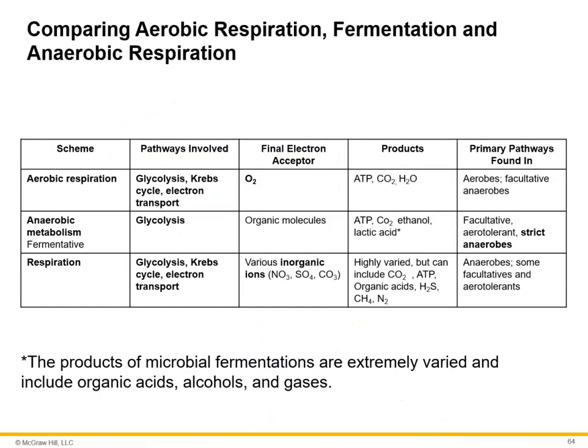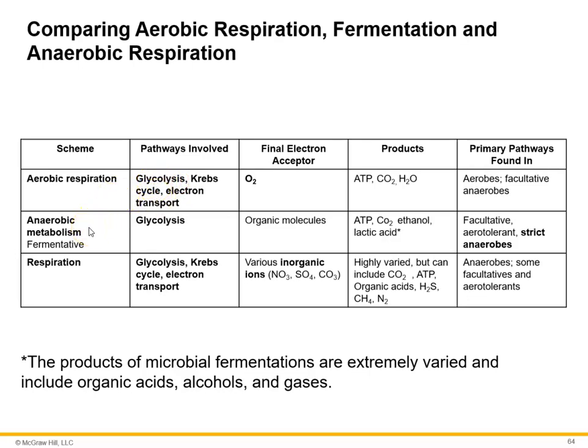Okay, big takeaways here. Aerobic respiration. I want you to know this is going to consist of glycolysis, the Krebs cycle, and electron transport, and you have to know the final electron acceptor in aerobic respiration is oxygen. You'll see that it's going to be found in aerobes and facultative anaerobes, these pathways, okay?